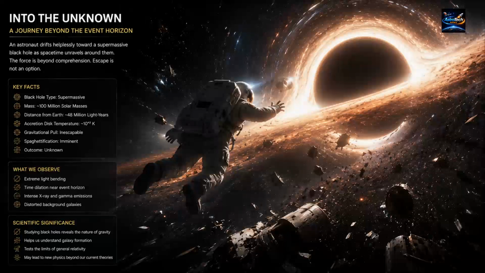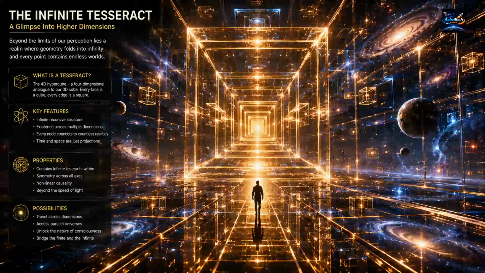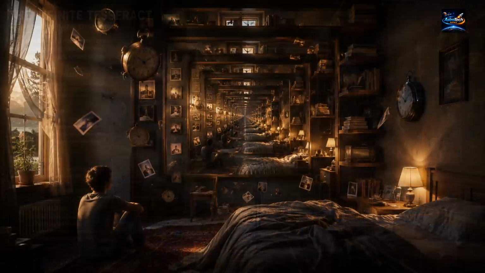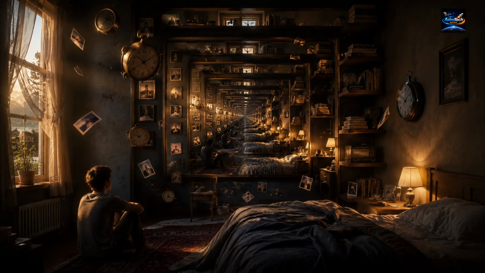Cooper detaches from the Endurance and falls into the black hole Gargantua. Instead of dying, he enters a surreal, infinite structure, a lattice of repeating rooms. These aren't random rooms, they're Murph's bedroom across different moments in time. Every moment exists simultaneously, past, present, future, and Cooper can move through them like space.